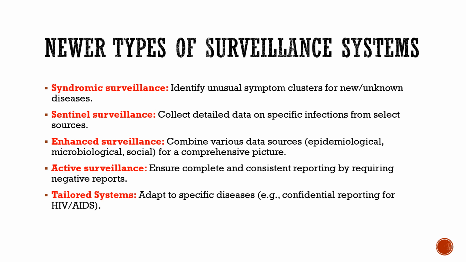Active surveillance. This is a form of enhanced surveillance to ensure completeness and consistency. Reporting sources have to make negative returns whether or not they had cases. Tailored systems adapt to specific diseases. For example, the association of HIV/AIDS with stigma makes surveillance of this infection difficult.